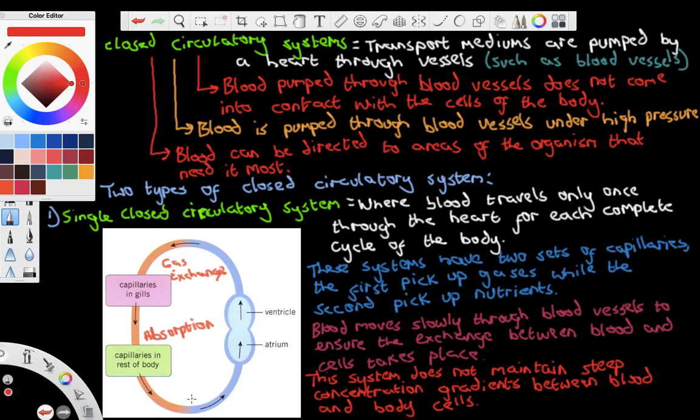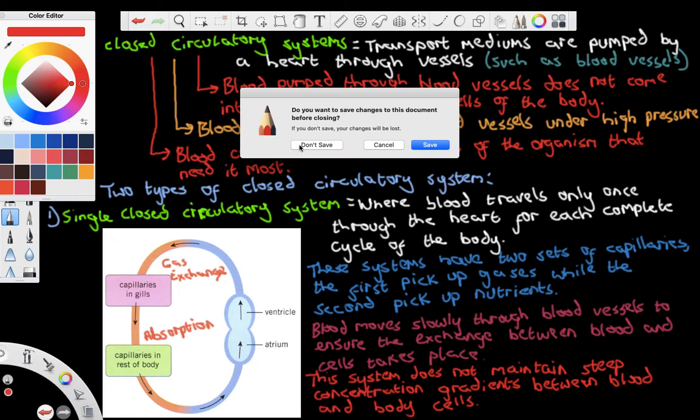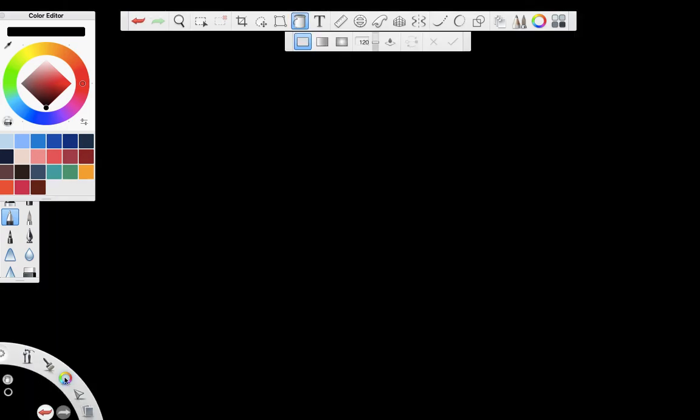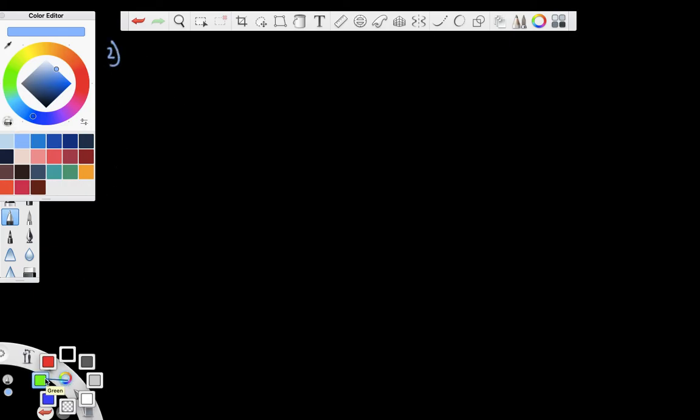The second type of closed circulatory system is what is known as a double closed circulatory system. And this is the type of circulatory system that you've most likely heard of before. So number two is a double closed circulatory system.